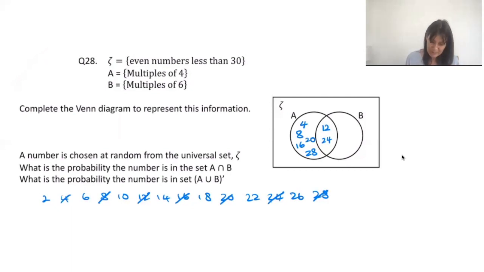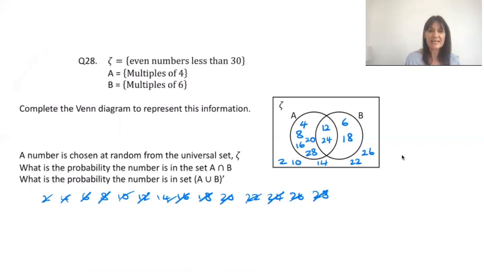So I'm now going to do B, the 6 times table. So 6 needs to go in there. 12 already is. 18 needs to go in there. And then 24 already is. So the only thing I've got left to do now is put all the ones that don't fit into A and B. So we've got a 2, a 10, a 14, and a 22, all going on the outside. Okay. Oh, and the 26. Let's not forget the 26. There we go. So that's the completed Venn diagram.